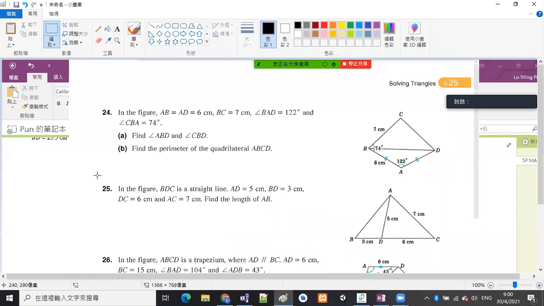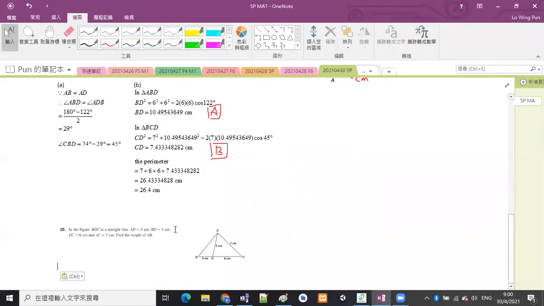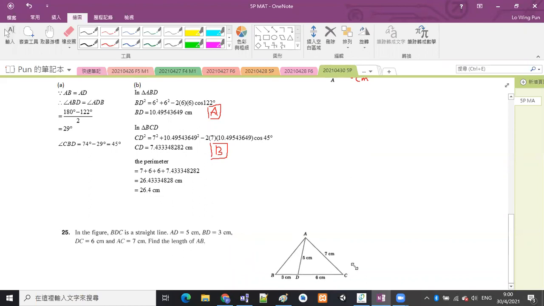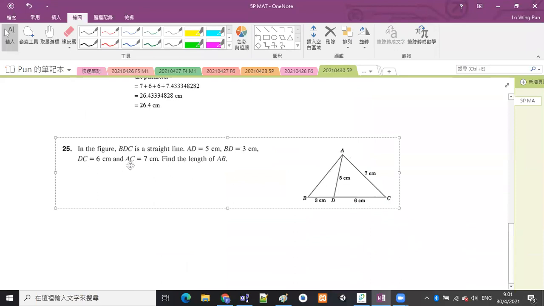Next, question number 25. In the figure, BDC is a straight line. AD is 5 cm, BD is 3 cm, DC is 6 cm, AC is 7 cm. Find the length of AB. I need to find the length of AB, and AB belongs to triangle ABD or triangle ABC.